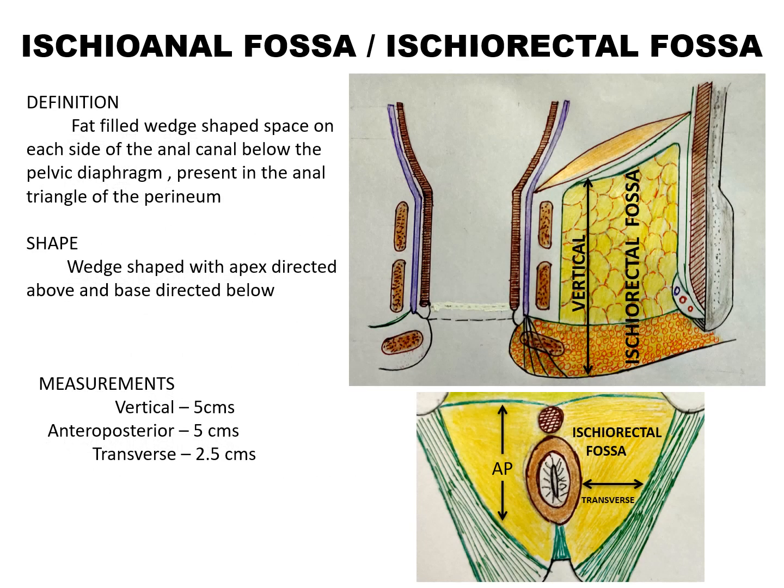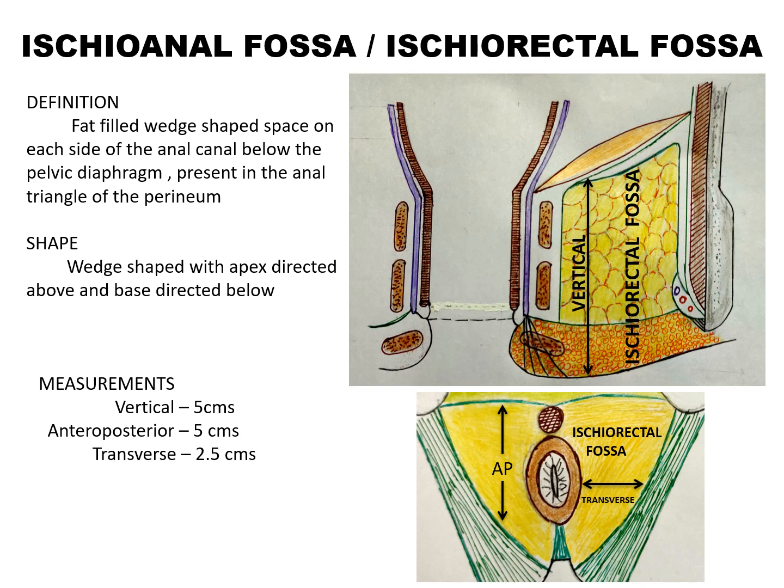So you have to carefully observe these 2 diagrams for the definition, shape, and the measurements of the ischiorectal fossa. Carefully observe these 2 diagrams. The space is the ischiorectal fossa. Now, the definition of the ischiorectal fossa or ischioanal fossa: it is a fat-filled wedge-shaped space on each side of the anal canal below the pelvic diaphragm, present in the anal triangle of the perineum.